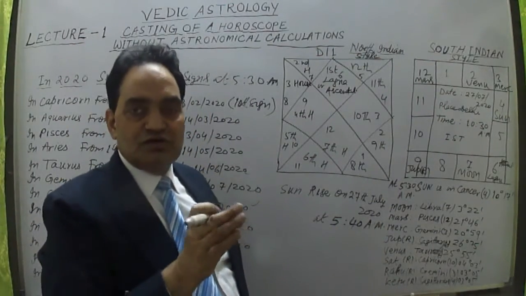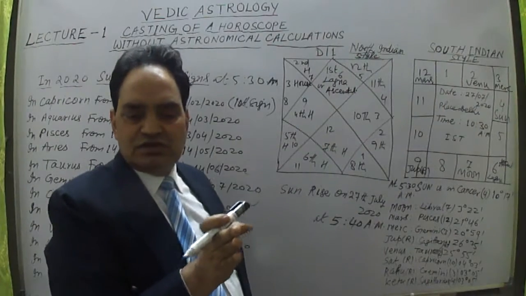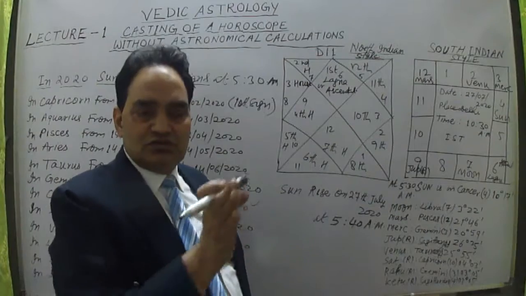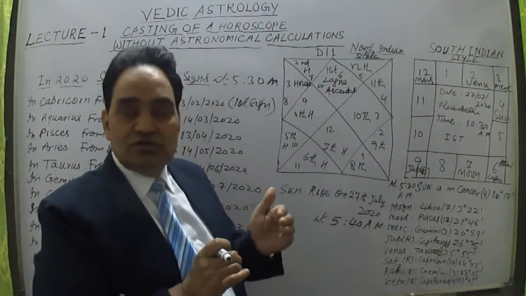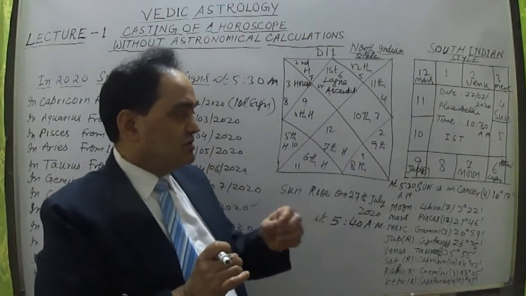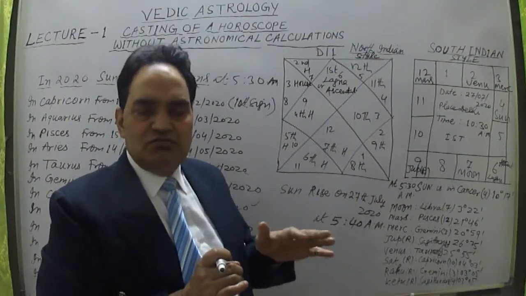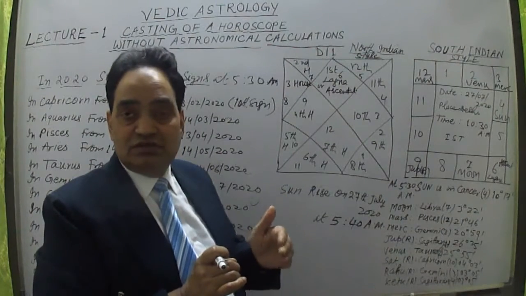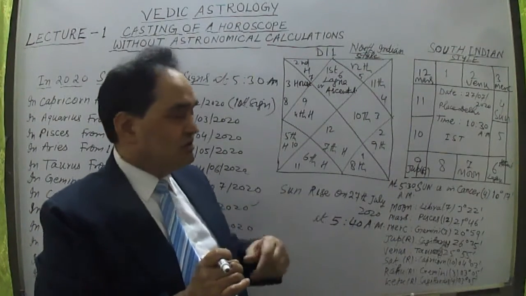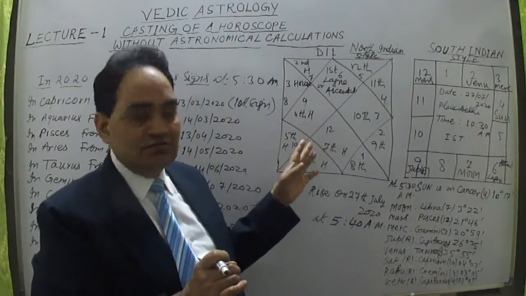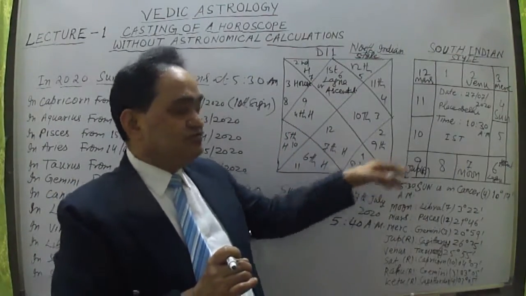Retrograde means their degrees seem to be decreasing. Actually their motion is always increasing, but they seem to be decreasing, as if they are coming back. That is known as retrograde. In Hindi it is known as Vakri. Jupiter and Saturn, they are Vakri.